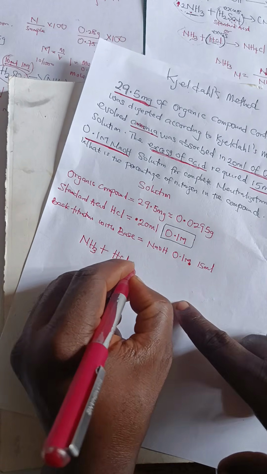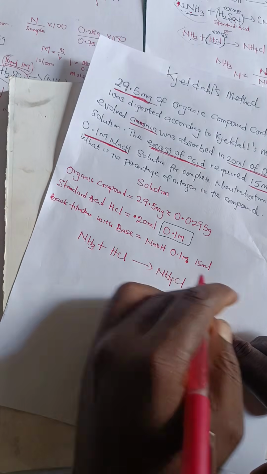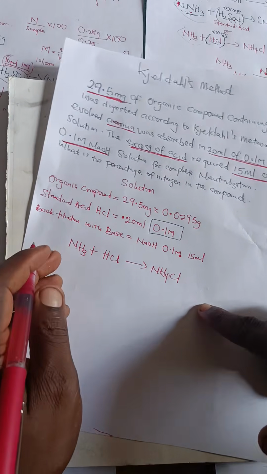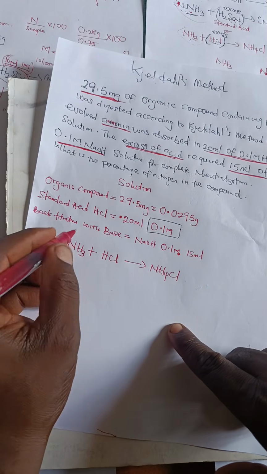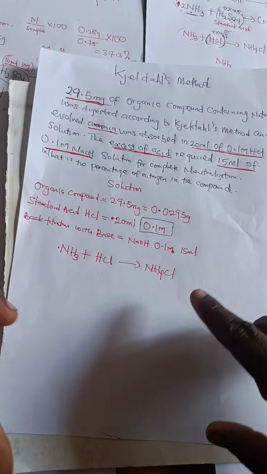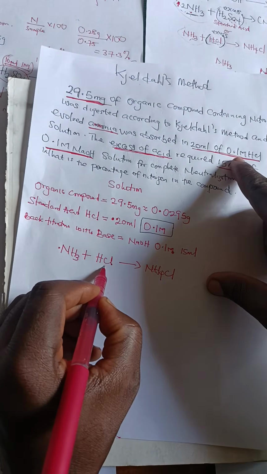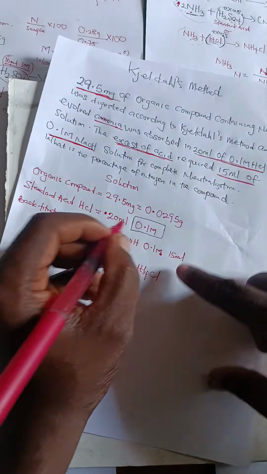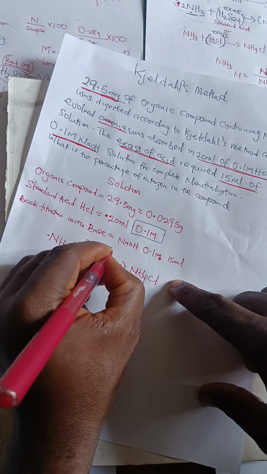So here, ammonia was absorbed by HCl, our standard acid, which is going to give us ammonium chloride. If you balance it, you don't need to put 2 here. In the case of H2SO4, we put 2 because it needed to be balanced. This is the ammonia that was given off. The standard acid information was 20 ml of 0.1 molar.